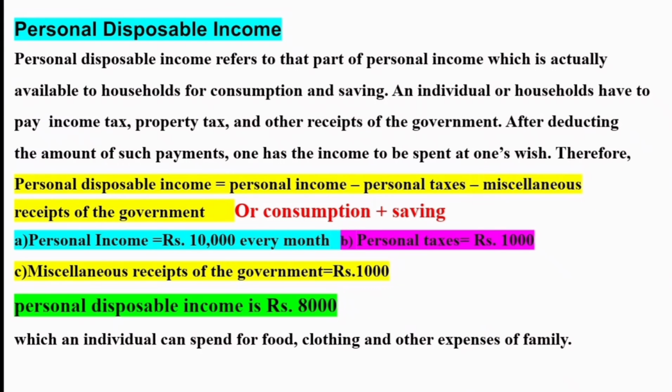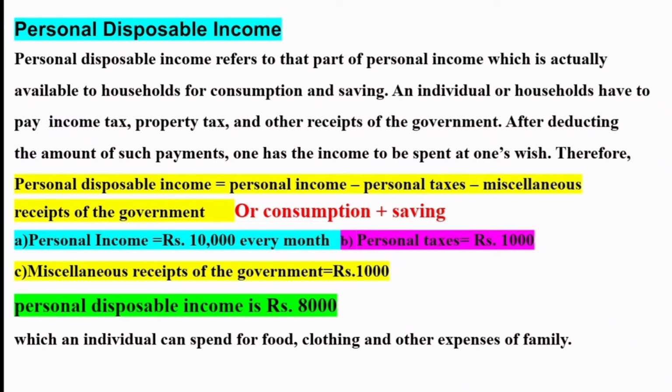A household or individual has to pay income tax, property tax and other receipts of the government. So after deducting the amount of such payments, one has the income to be spent at one's wish. So personal disposable income is equal to personal income minus personal taxes minus miscellaneous receipts of the government, or consumption plus saving.